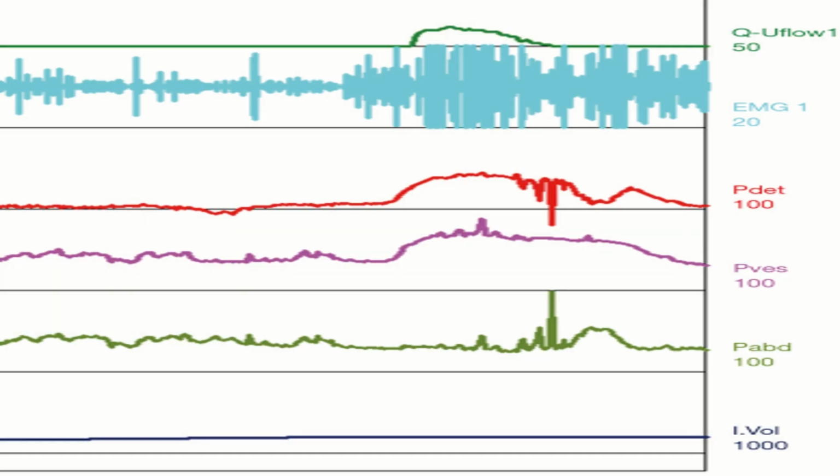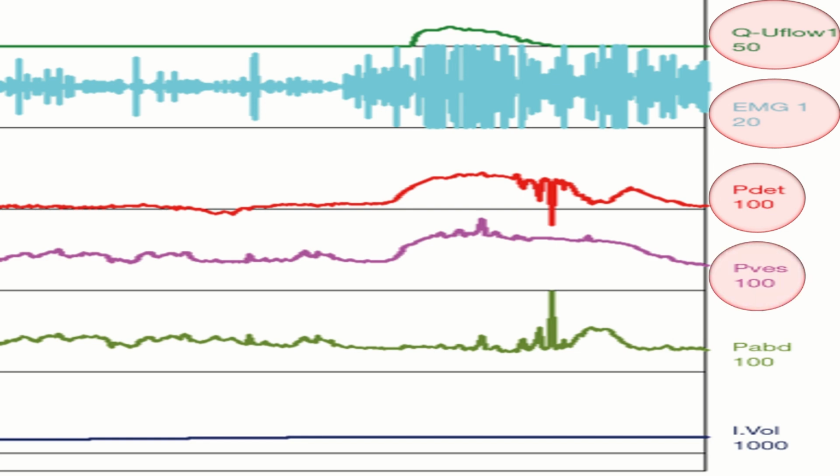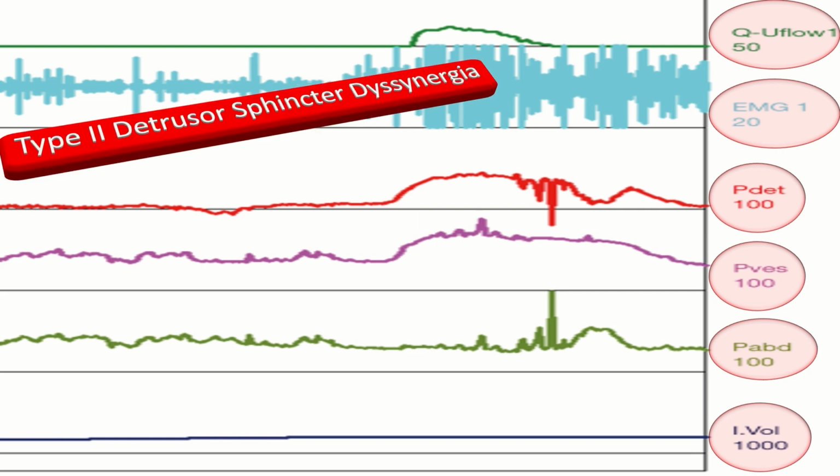In this graph, here we have Q uroflow. At the time of void initiation, the electromyography, EMG, shows recruitment that is intermittent throughout the void, resulting in flow with a peak of 12 ml per second. The detrusor, vesical, and abdominal pressures being shown here indicate that probably there is continuous sphincter contraction that persists throughout the bladder contraction. And here you can see almost no change in the volume. So that shows the type 2 detrusor sphincter dyssynergia.